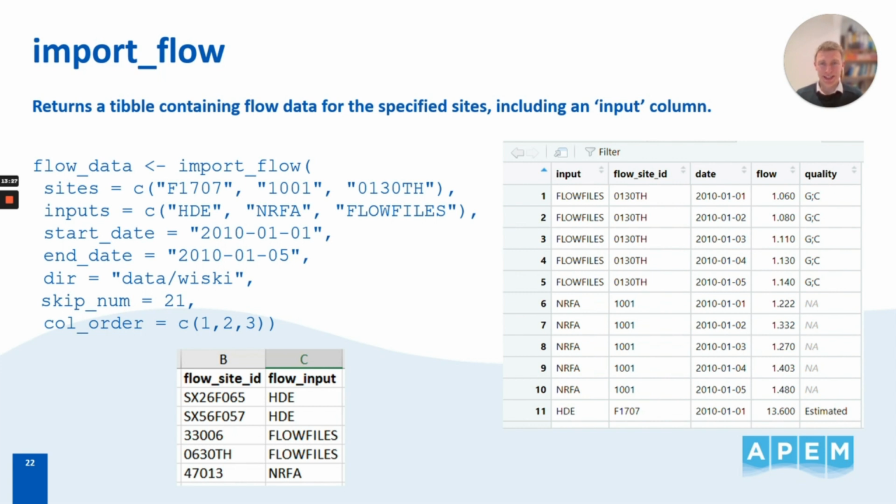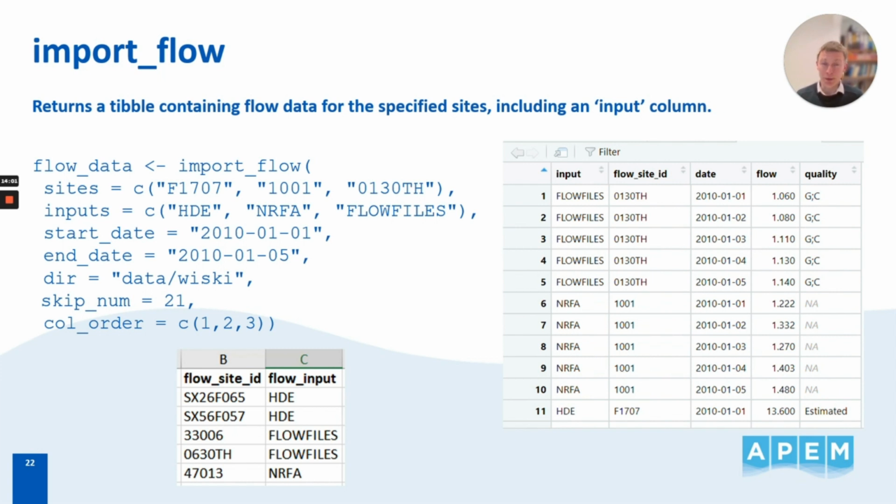So drawing on the metadata file, you can see that the small table at the bottom of the slide here lists 5 different site IDs or locations that we want flow data from. The first 2, we want to get that information from the Hydro-Ecology Data Explorer. The third and fourth locations, we have local files, so we specify flow files as the source of that information. And the fifth location, we're going to get that data from the National River Flow Archive. So that really just illustrates how we can import data from a mix of different sources.